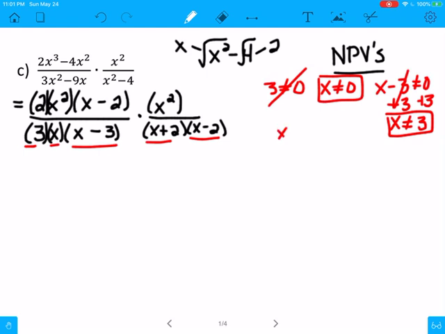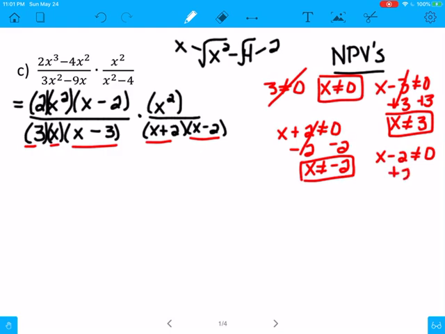I have x plus 2 cannot equal 0. Subtract 2 from both sides. X cannot equal negative 2. And I have x minus 2 cannot equal 0. Add 2 to both sides. X cannot equal 2. Okay, I have all my NPVs.